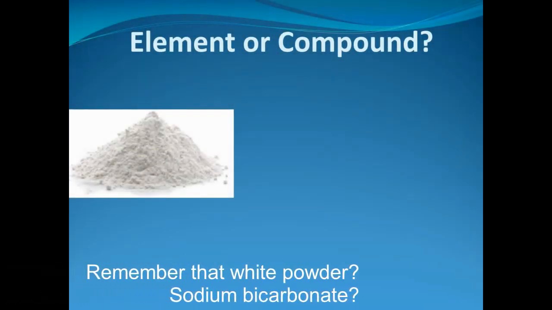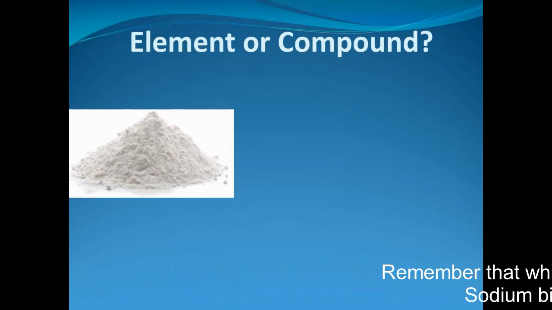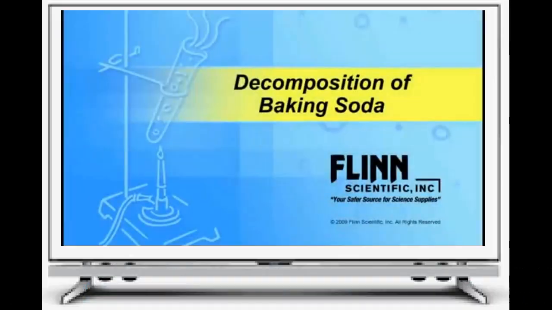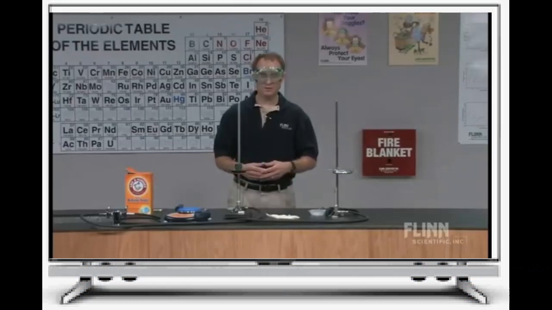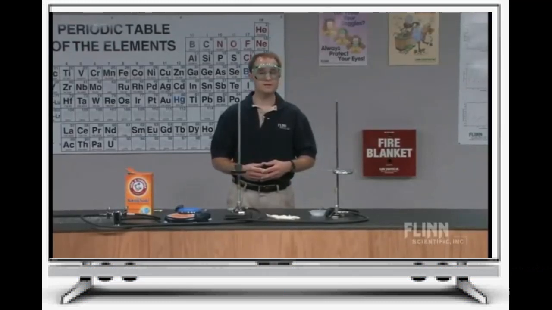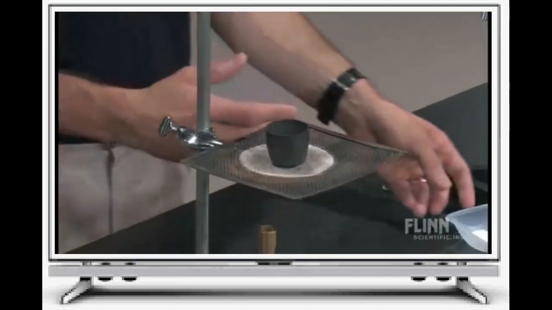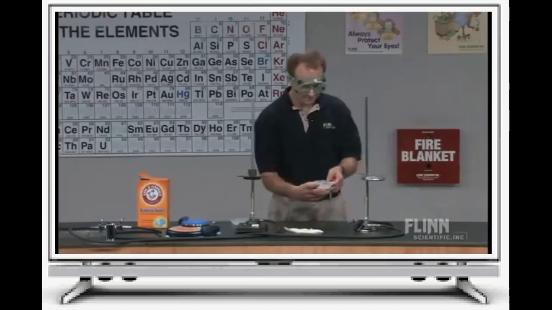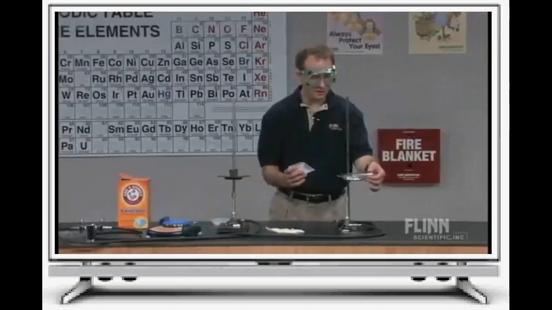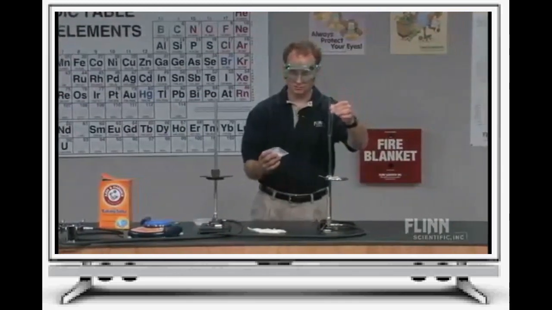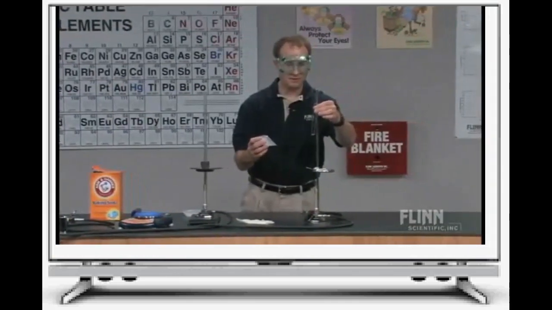Remember, I asked you if this white powder was a compound or an element? Well, this experiment will show you that it is a compound. This experiment, the thermal decomposition of baking soda, has a number of advantages, and I'd like to perform that today. You can also perform this experiment, and I'll show you that as well, inside a test tube, just a standard Pyrex type of test tube.